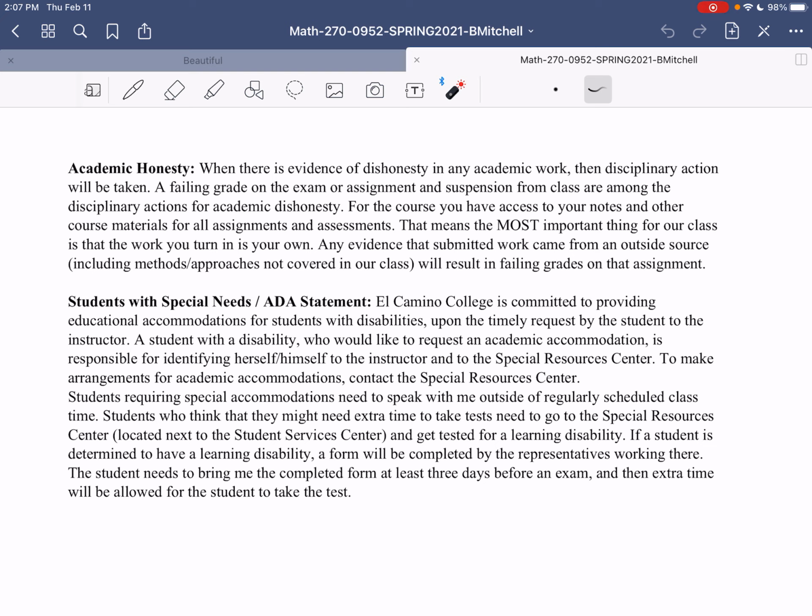Speaking of getting the most you possibly can out of this class, El Camino College is committed to providing educational accommodations for students with disabilities, and that means that we want to make sure that everybody gets the most they possibly can in terms of benefits out of this course. So if you have any accommodations you need, please let me know as soon as possible so we can make sure that you get that, and really we're making sure that everyone can gain as much as they can from what I think is a really, really essential and great sort of class here.